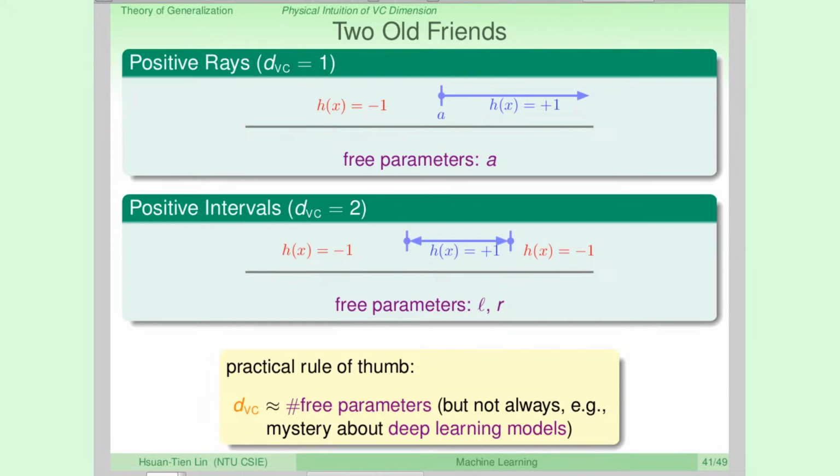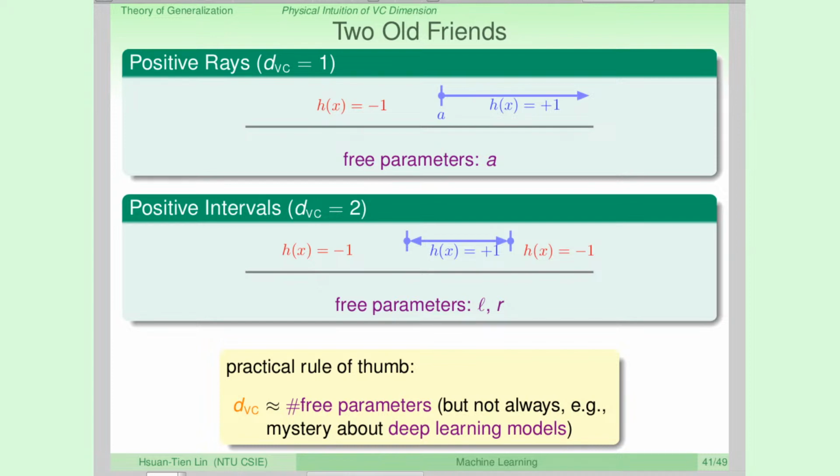That's a rule of thumb that you can use to check some of the simpler machine learning models. Or sometimes when designing machine learning models, we design our hypothesis set such that we can estimate its VC dimension using the number of free parameters. But this is not always the case. If you check the modern deep learning models, they may have millions of parameters and so on.